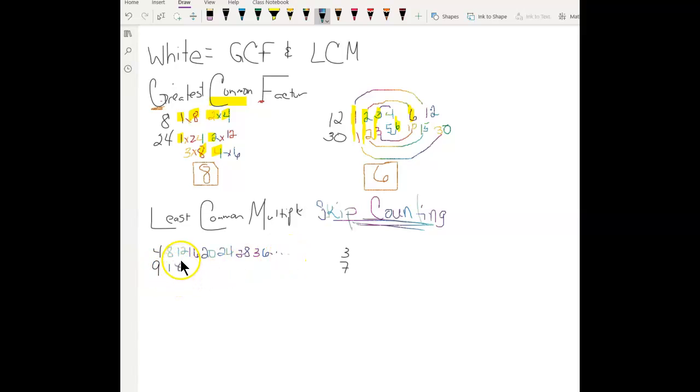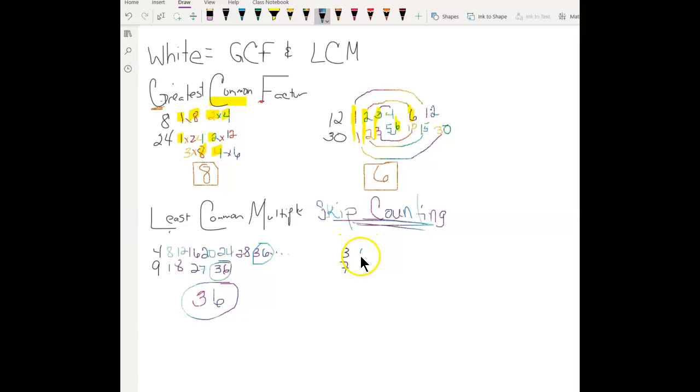9, 18, 27, 36. Oh, look, 36 and 36. So that's the first one. That means it's the smallest, the least. Common, they both have it. And multiple, we're skip counting. So our answer is 36.